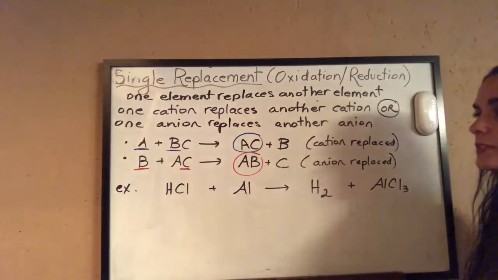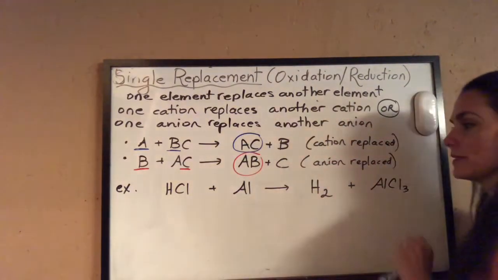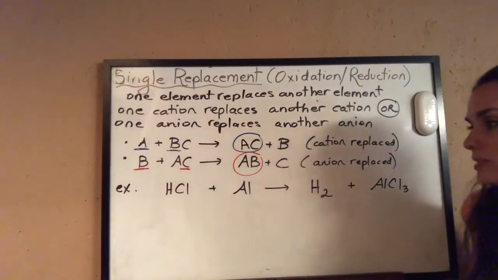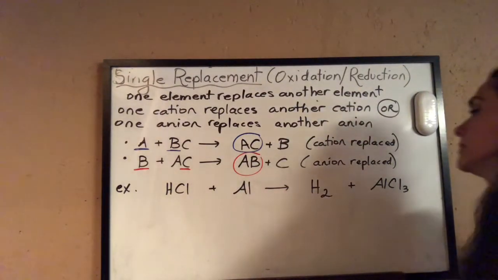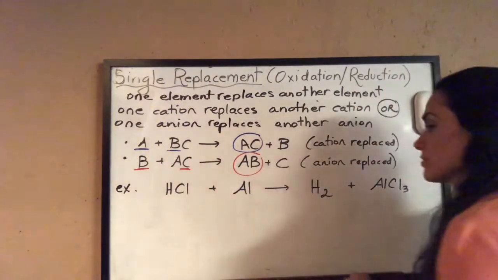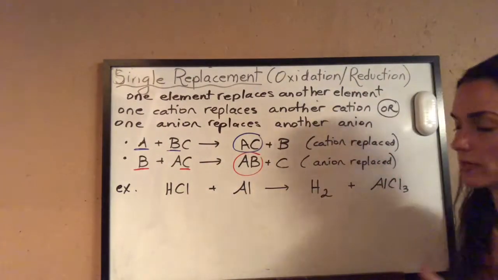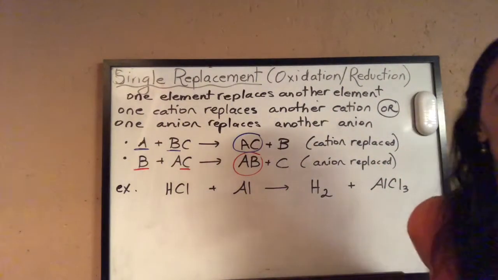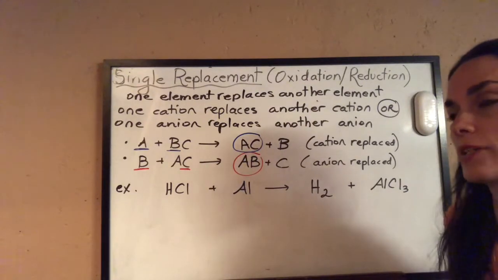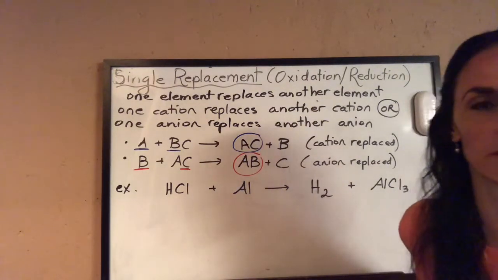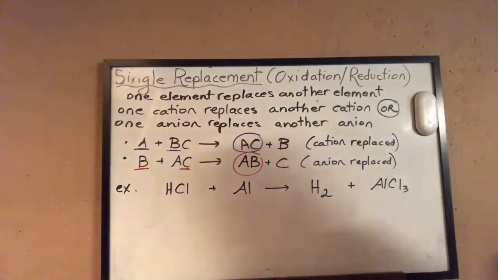Okay. Let's look at two examples, one where the cation is being replaced and one where the anion is being replaced. Okay. In this single replacement reaction, you have hydrochloric acid reacting with the metal aluminum. It's a very common reaction. Acids will react with pretty much most metals. Gold's one of the few that it doesn't really react with too much.